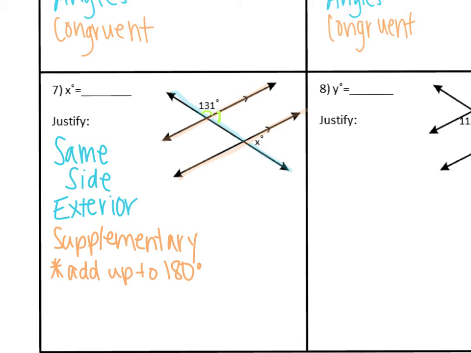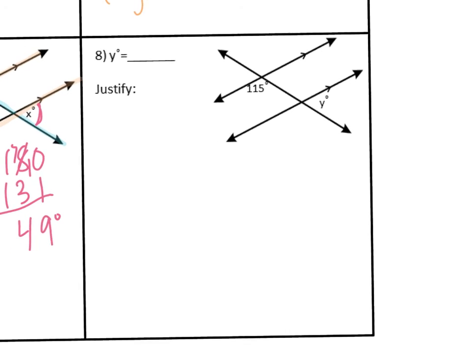Well, if we go back and we look at this angle and this angle are corresponding. They're congruent. So we need to subtract 180 minus 131 to find the value of X. So if I go ahead and subtract, I should get 49 degrees.